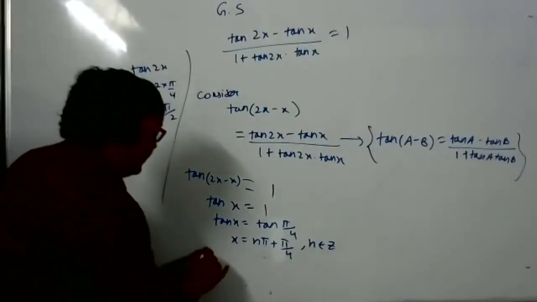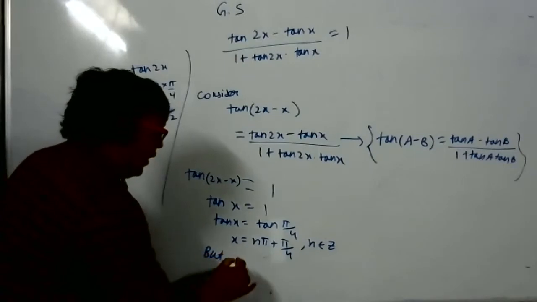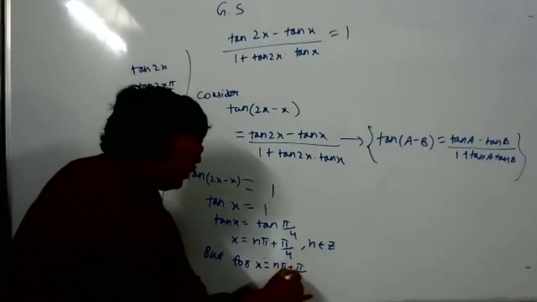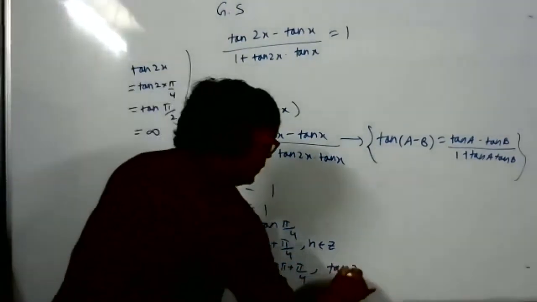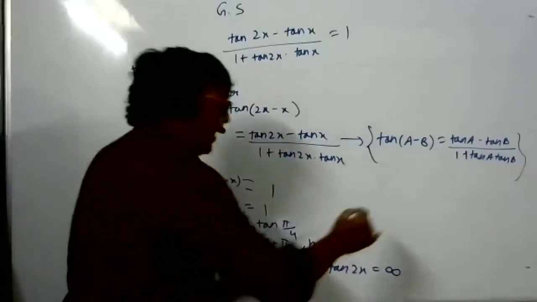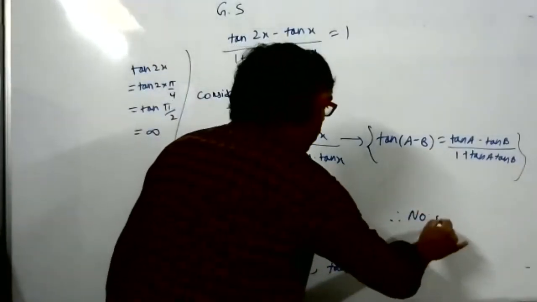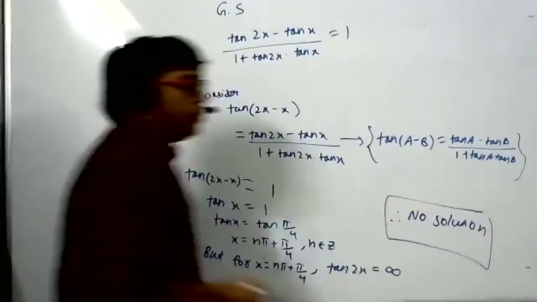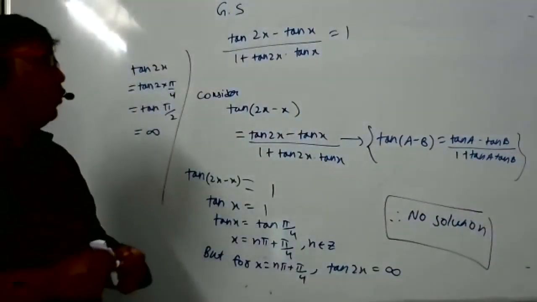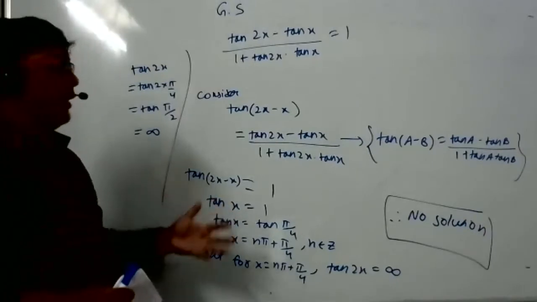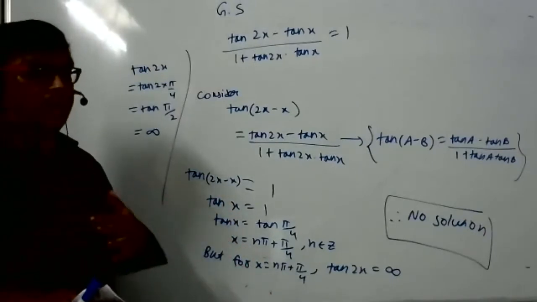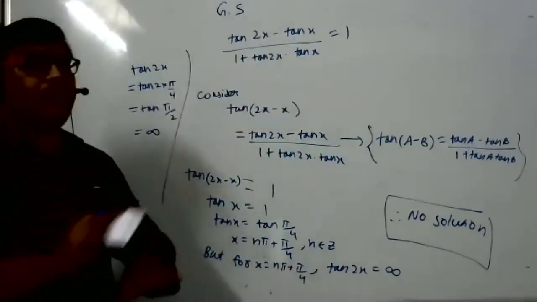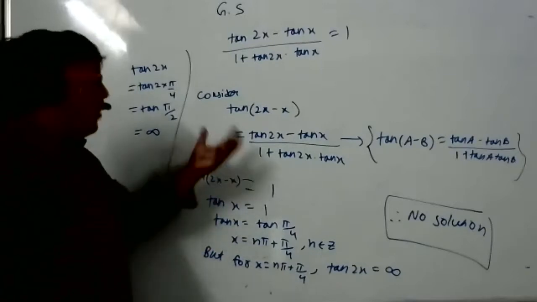But for x equal to n pi plus pi by 4, tan x is equal to infinity. Therefore, no solution. Although we got a solution, it is not considered. I will tell you again, students: whenever you get an answer, you have to recheck whether that answer is acceptable or not. Because if by that answer the given expression becomes infinity, we have to discard it.